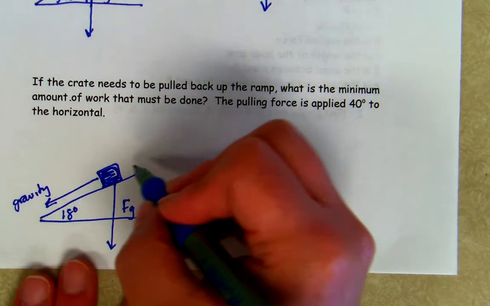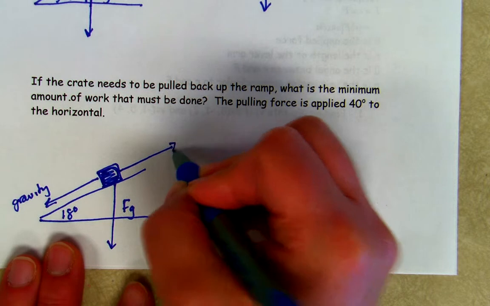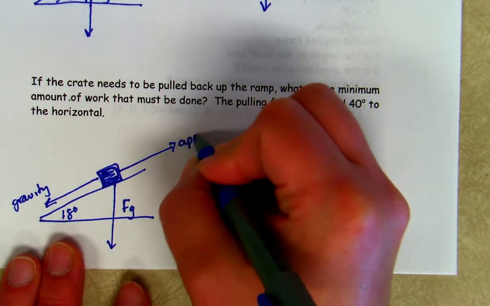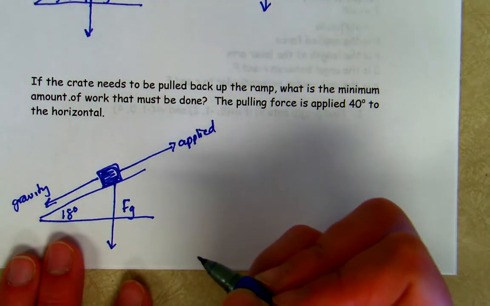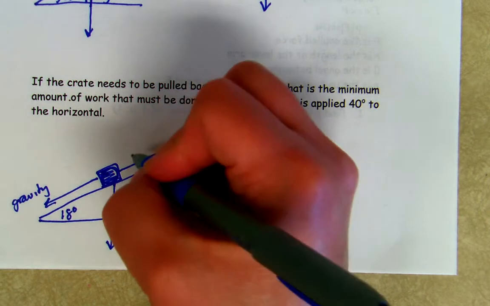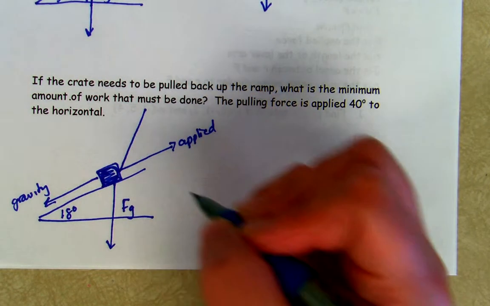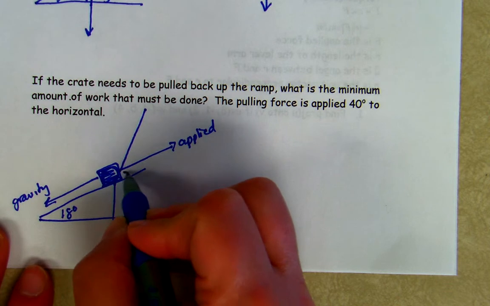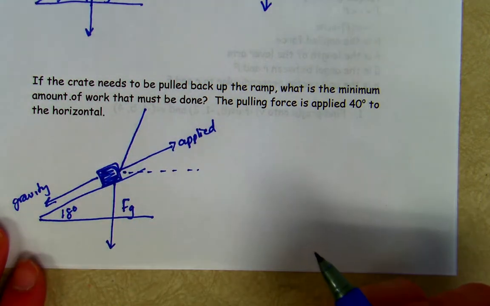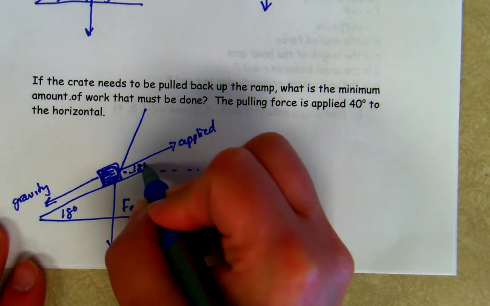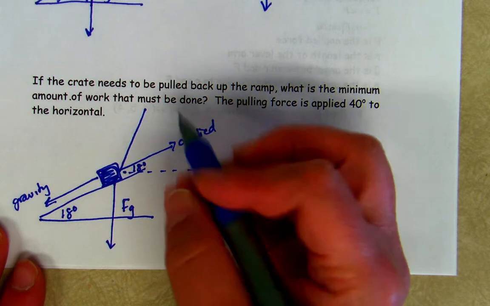We want to pull it back up. Okay, so this is the force that needs to be acting on it. But they said the force is actually acting 40 degrees to the horizontal. So there is a horizontal in here. The ramp is 18 degrees to the horizontal.